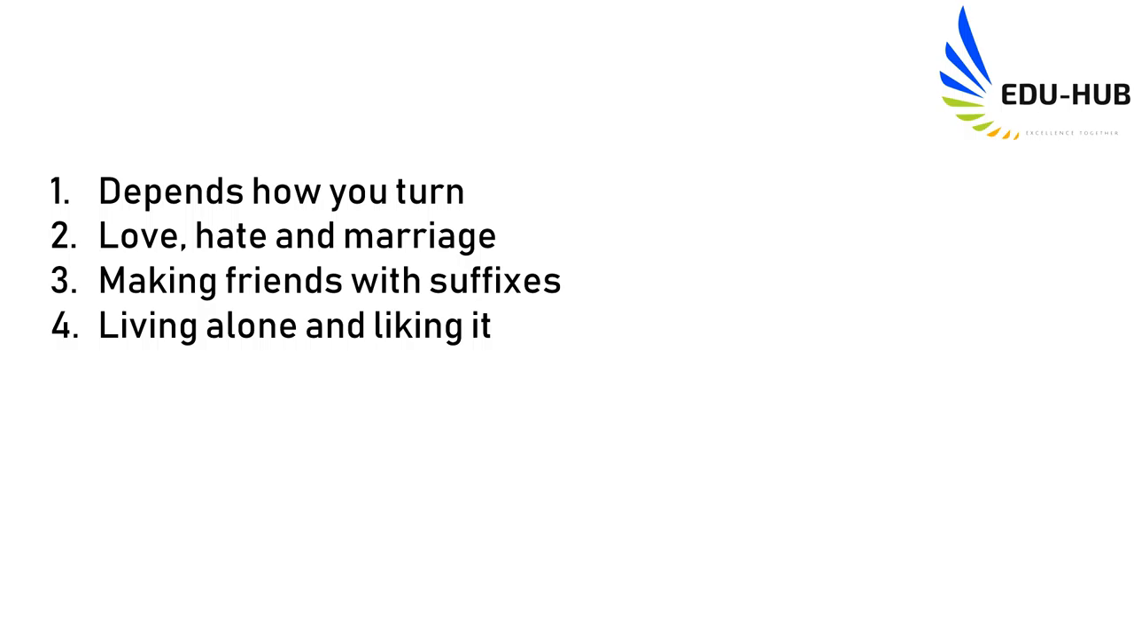Second is love, hate and marriages. Here there are three words. First is misanthrope, second is misogynist, and third is misogamist. These words are built on the Greek root which means hate. Misein means to hate. A misanthrope is a person who hates mankind, a misogynist is a person who hates women, and a misogamist is a person who hates marriage.